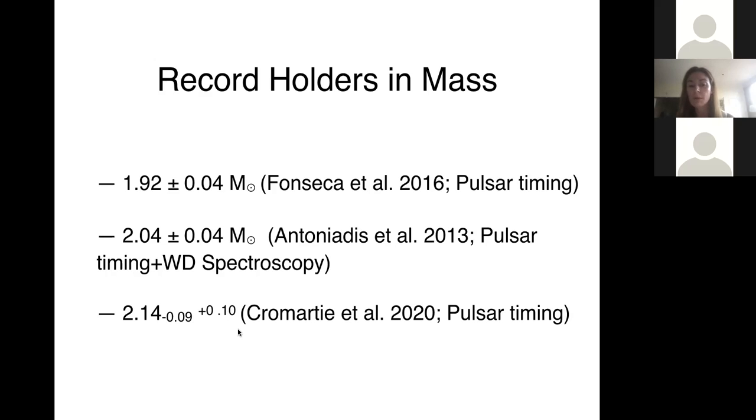Any questions on pulsar timing? So this is where we are, right around 2 solar masses, just a little bit above seems to be the current record holders among the many, many that have been measured.